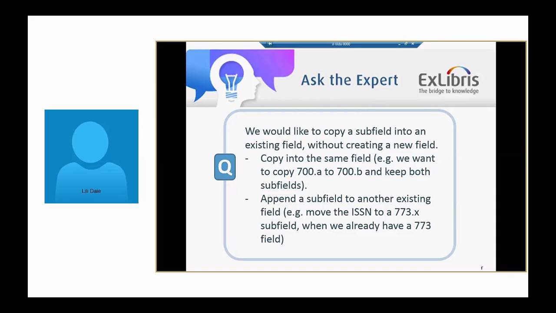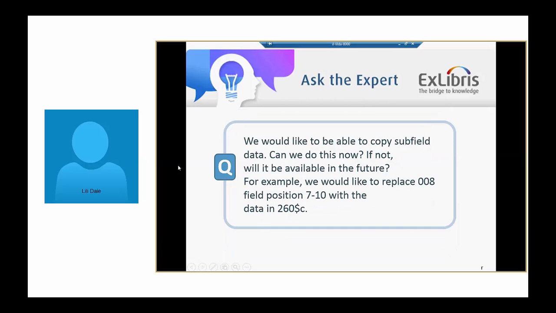Copy subfield would be an enhancement request, but again, you now can place them and vote for them. So if it's something a lot of people want, you can push it ahead. Let's look at the next question. We would like to be able to copy subfield data. Can we do this now? If not, will it be available in the future? For example, we would like to replace 008 field position 7 to 10 with the data in 260C.